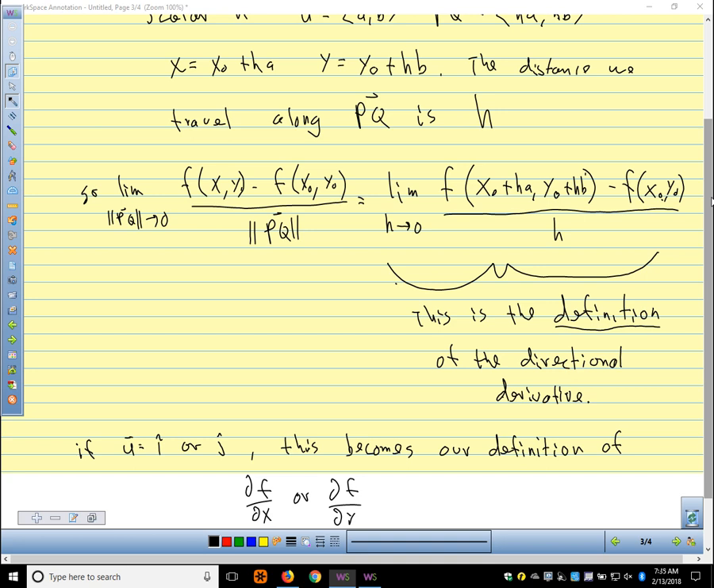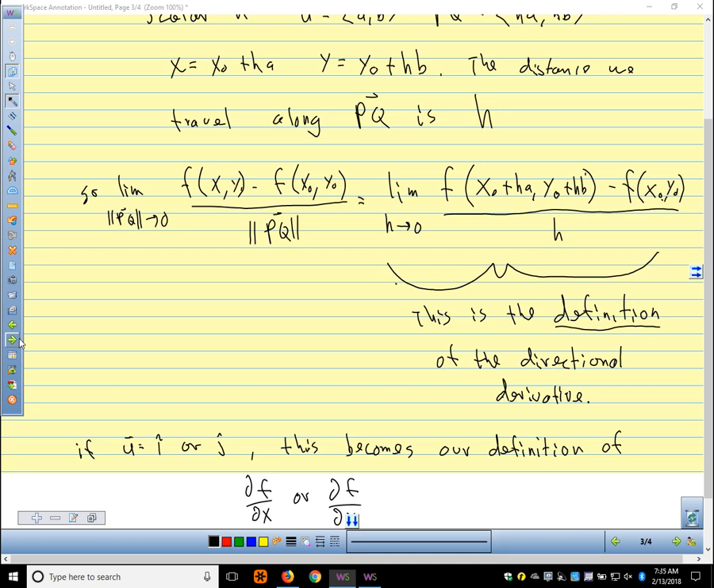And if our unit vector is either i hat or j hat, this reduces to our partial derivative with respect to x or our partial derivative with respect to y at a particular point. All right, we good so far?